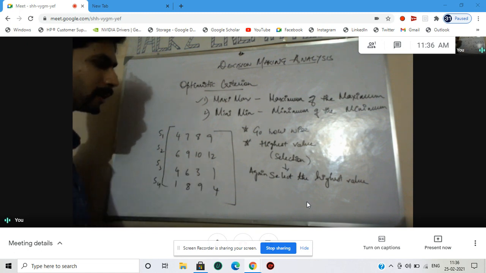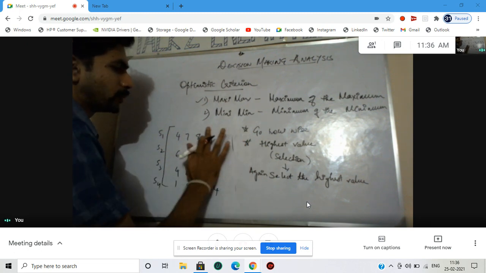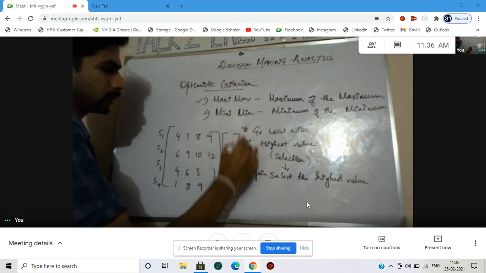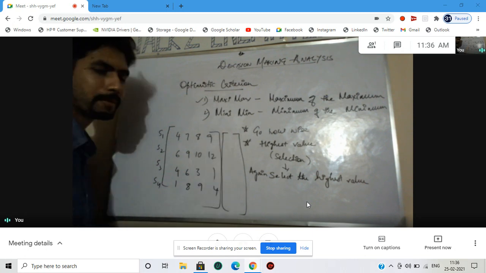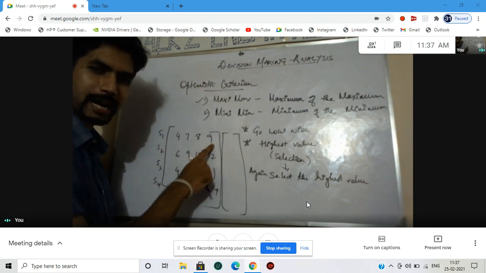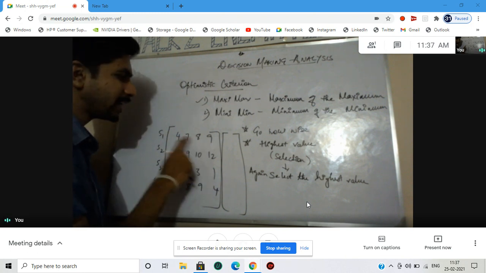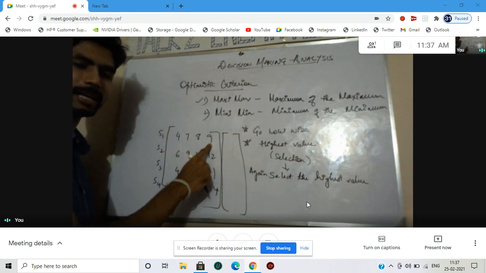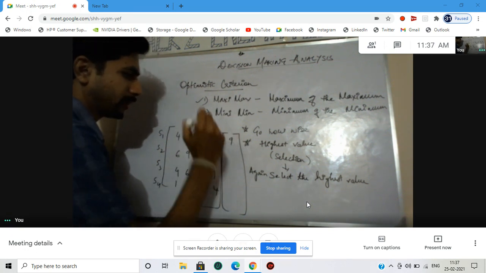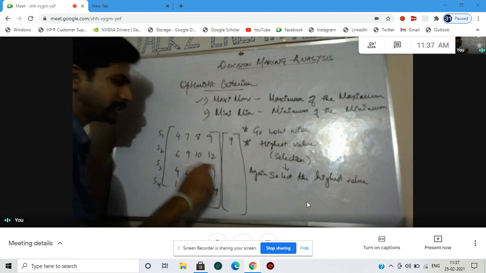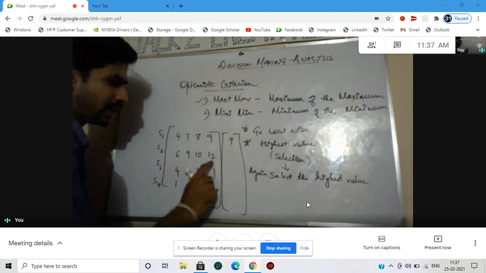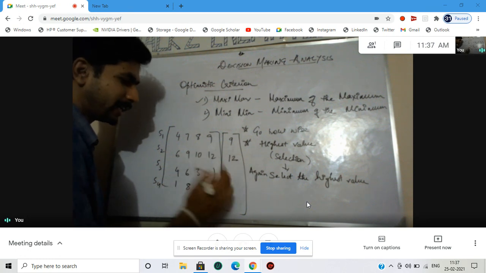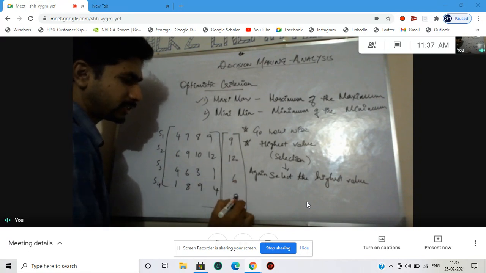So we will apply this procedure in this particular problem. This is where I will be putting my selection. In the first strategy, you see which is the highest value. The highest value is 9. In the second row, the highest value is 12. Do the same thing for all the rows. So here it is 6, and here again it is 9.